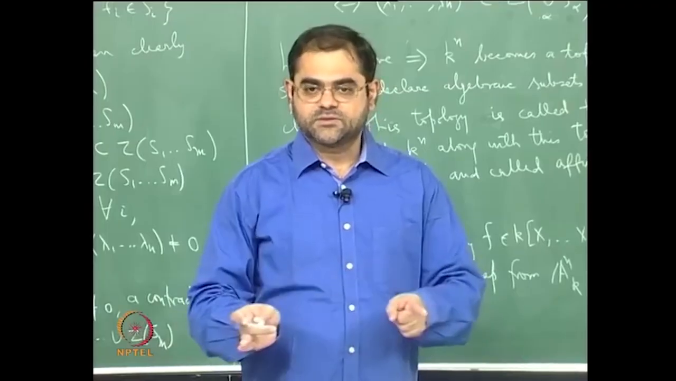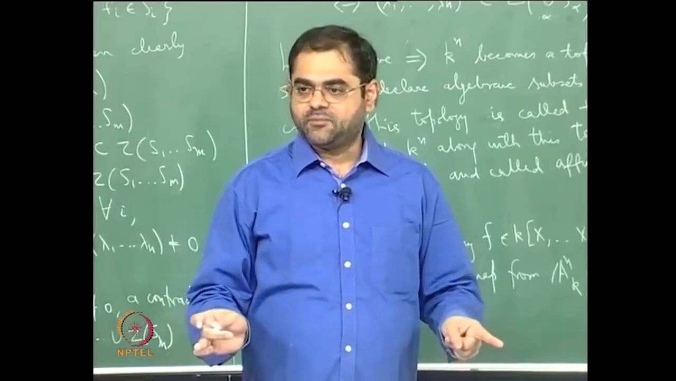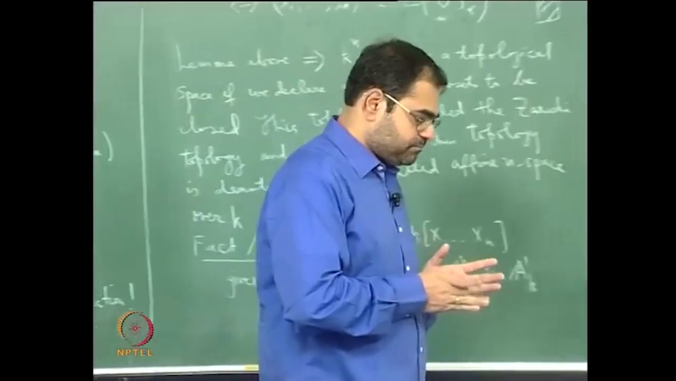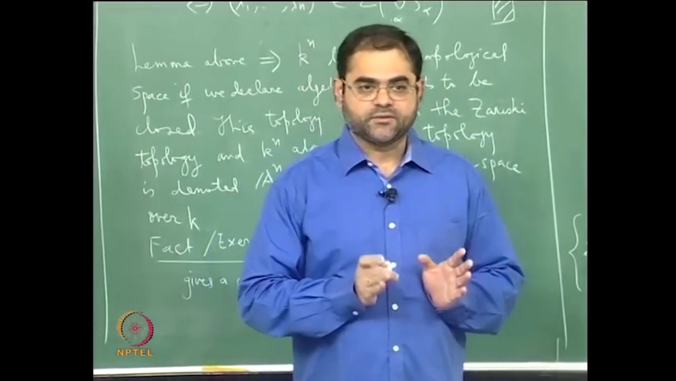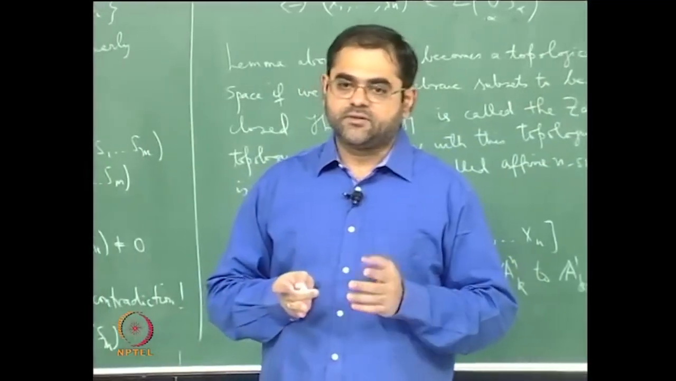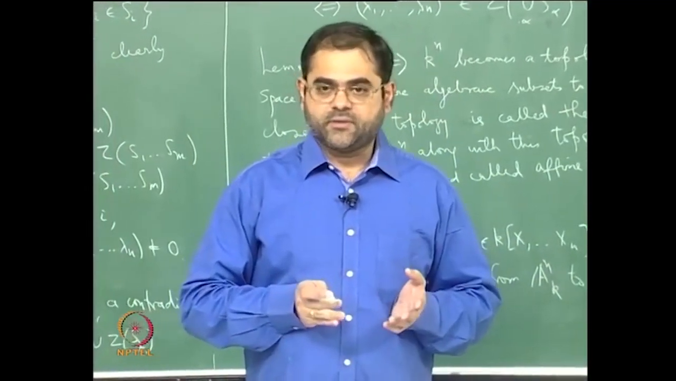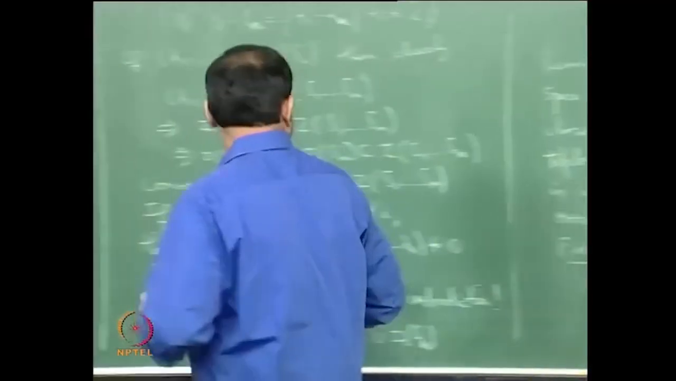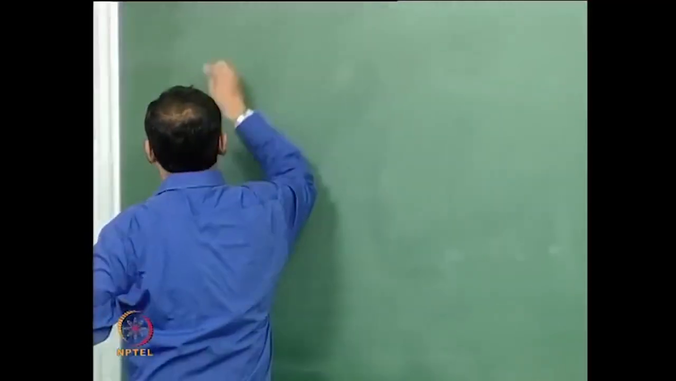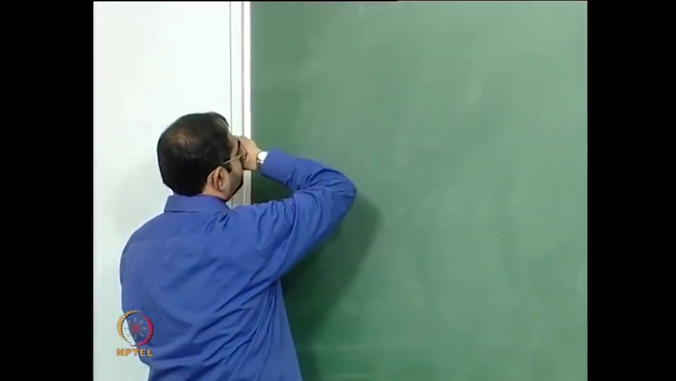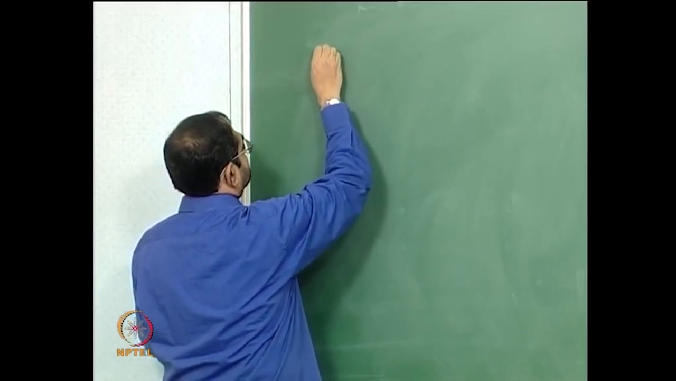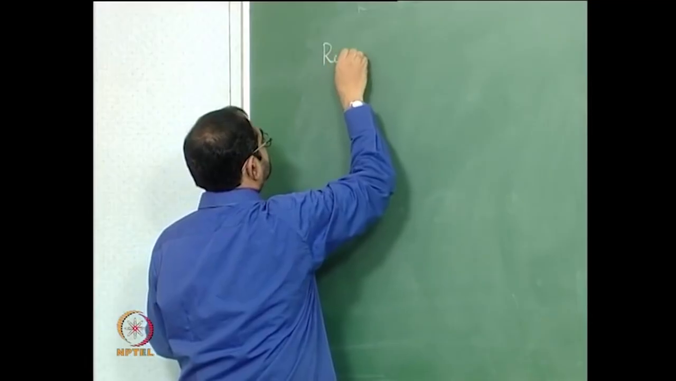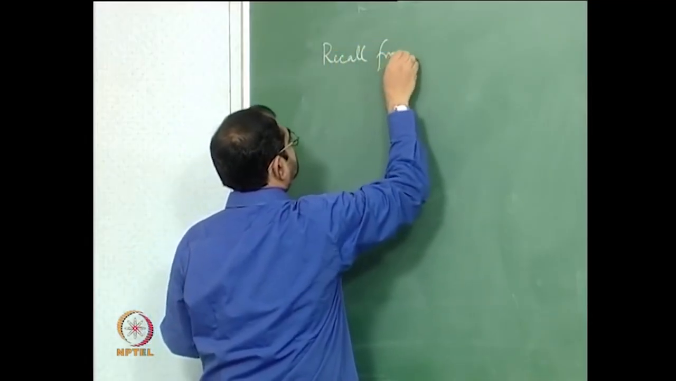You are looking at zeros of only finitely many polynomials, and this fact follows from the so-called Hilbert basis theorem or Emmy Noether's theorem, which is one of the fundamental theorems that you study when you study Noetherian rings in commutative algebra. So let me recall that and write that down. Recall from commutative algebra.